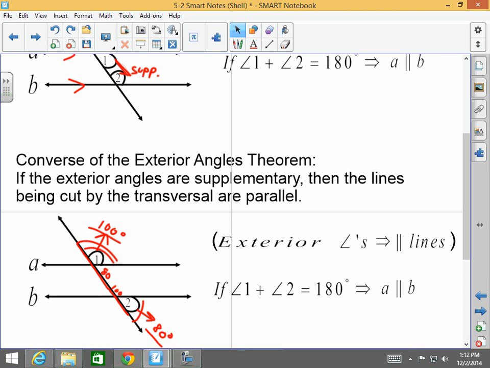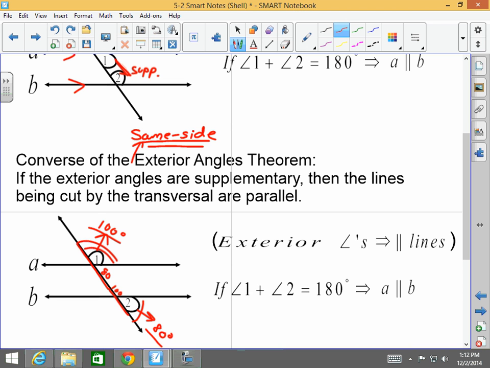So if the same side interior angles equal 180, or same side exterior angles equal 180, then it is parallel. And you know what, I should have said, this is a converse of the same side exterior angles, because that can cause confusion and I don't want that. So if I have same side exterior angles, let's make that a little bit more defined.